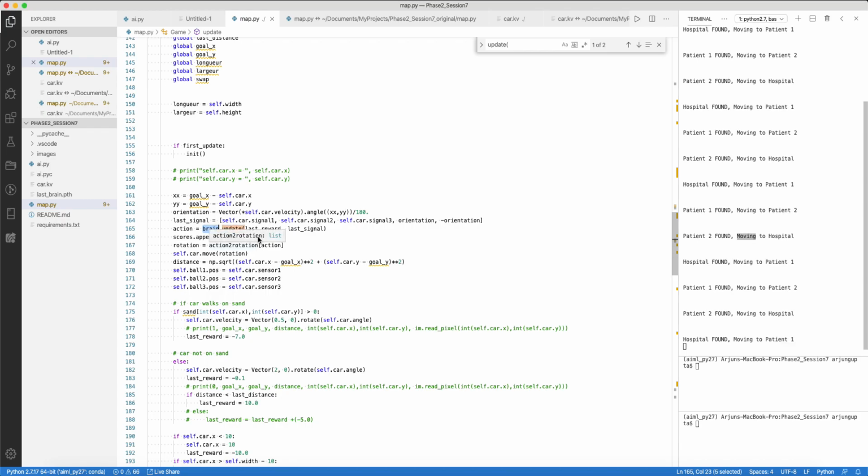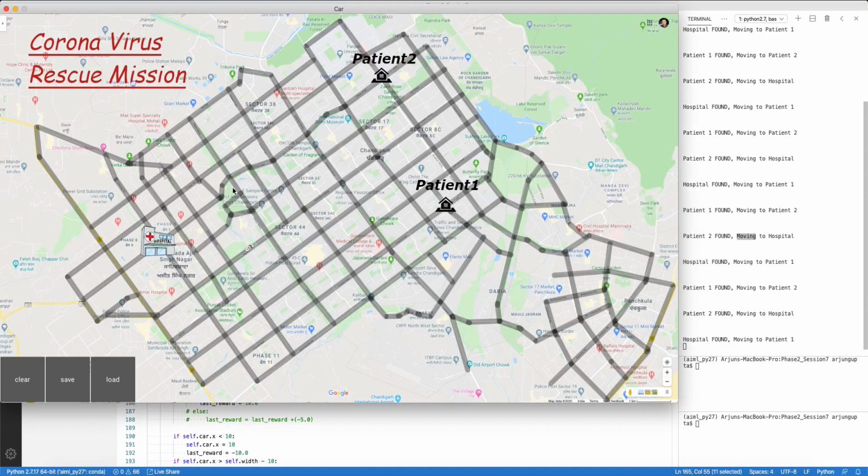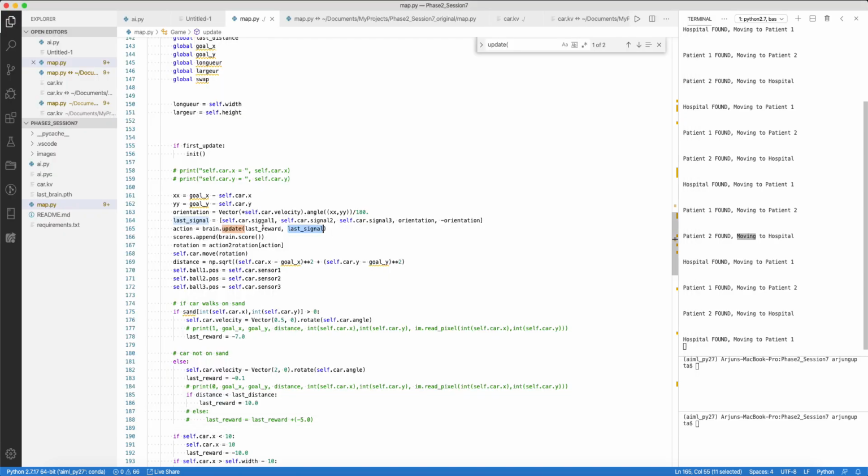It requires two parameters: last reward and last signal. The last signal is basically, as we can see in the application, there are three balls in front of the car. These are typically sensors for the car. The last signal consists of five things: signal one, signal two, signal three, which is the pixel density in front of the car from the three sensors, and orientation one and two, which is basically the angle of rotation, the angle at which the car is moving on the road. So it is a list, and it is being composed in the last signal.